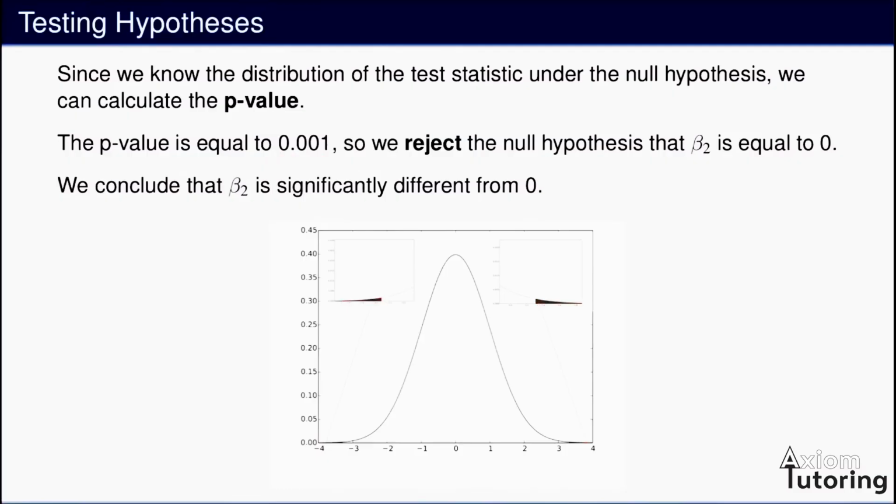It's definitely smaller than any reasonable significance level that we may choose. The convention is very often to choose a significance level of 5% or 1%. But even if we choose 1%, we would reject the null hypothesis that beta 2 is equal to 0. So we conclude that beta 2 is significantly different from 0.